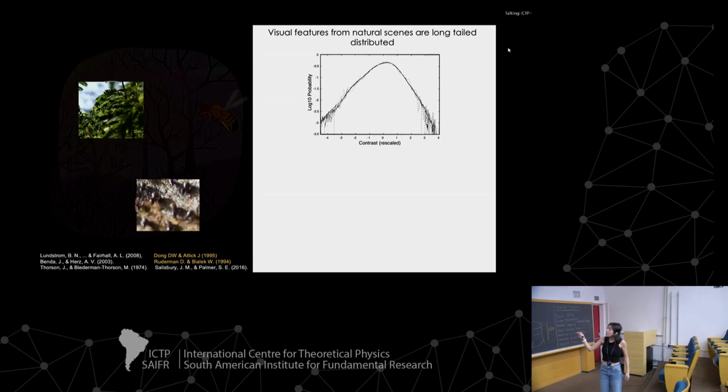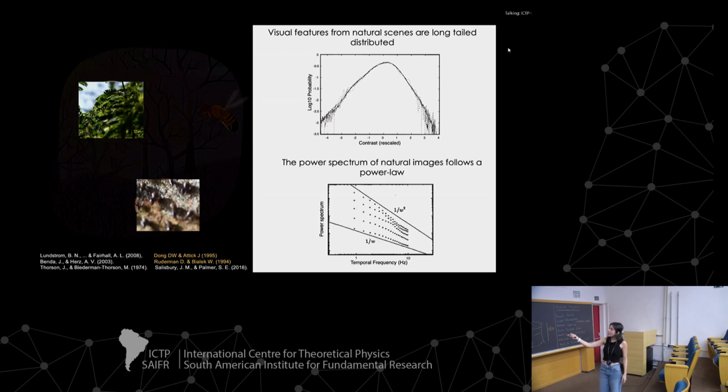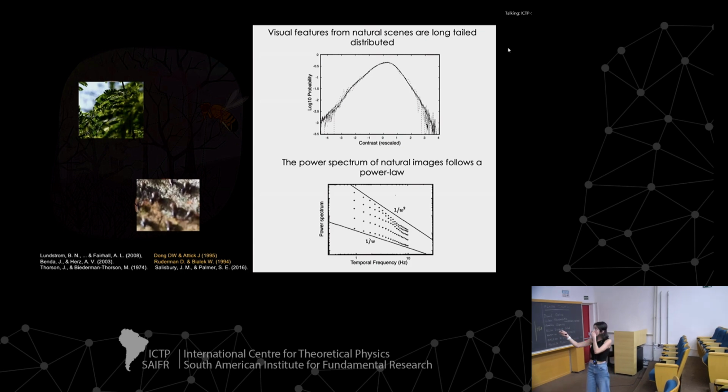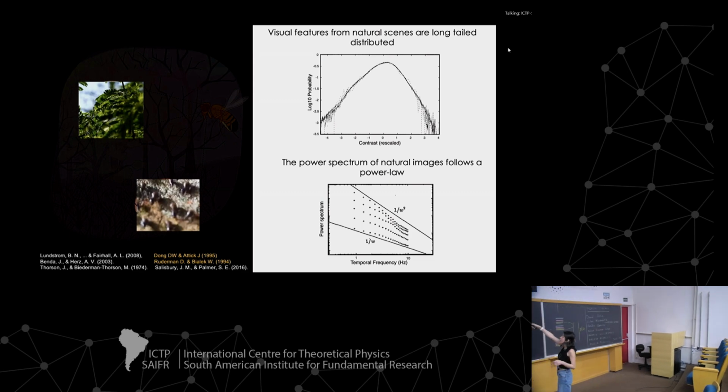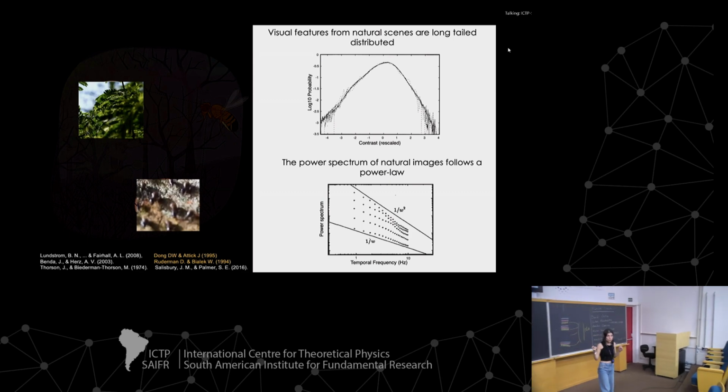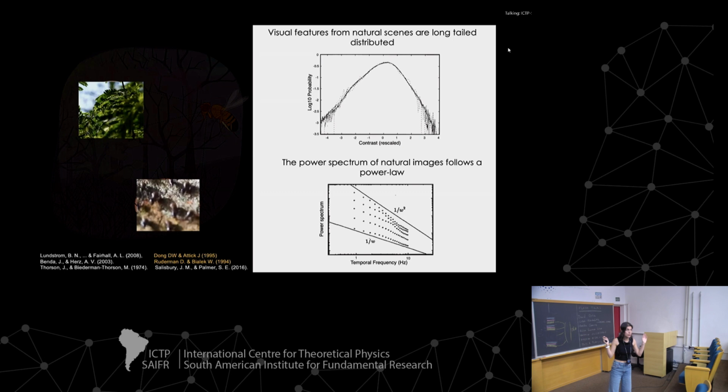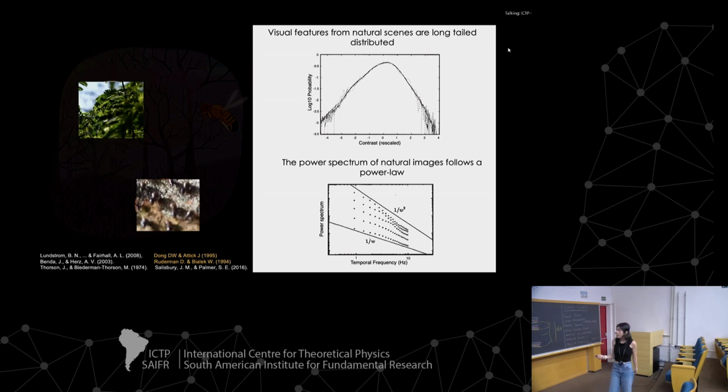What people find is that these distributions are non-Gaussian, so they really have important correlations, right? And if you plot this in Fourier space and compute the power spectrum, you see that they follow a power law. This power law normally goes from an exponent of -1 to -2, right? And this is what people have found from the natural scenes perspective.